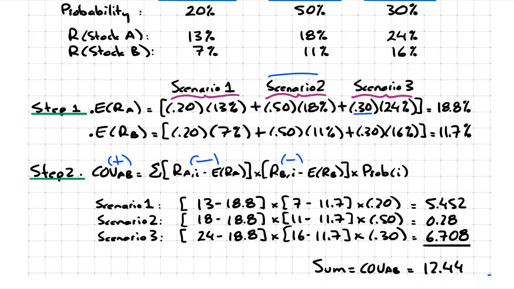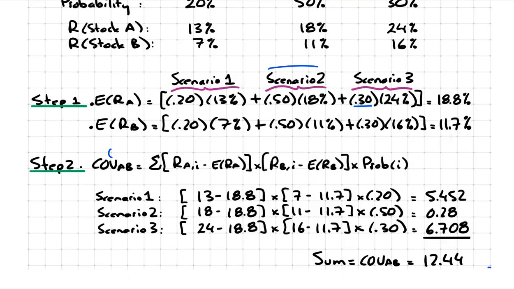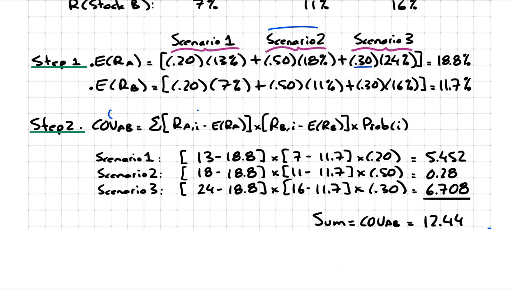On the other hand, if A is above its average, in which case this would be positive, at the same time that B is below its average, then this term here would be negative. Then of course positive times negative would be negative, and that would indicate that these assets are moving in the opposite direction. So this is how we capture co-movement.